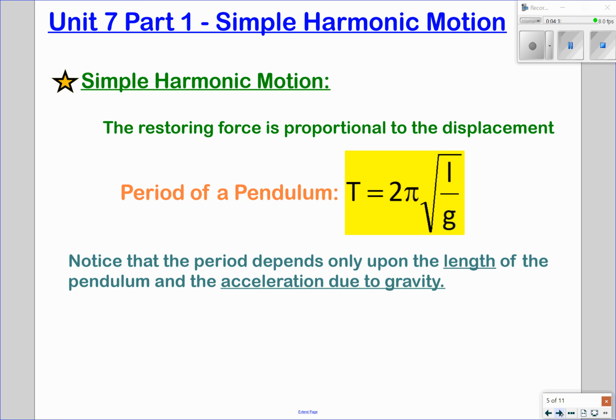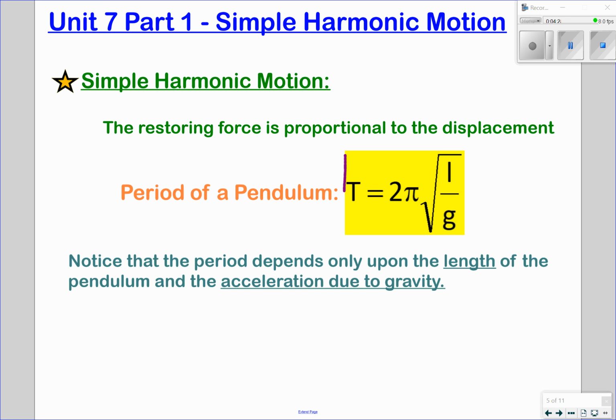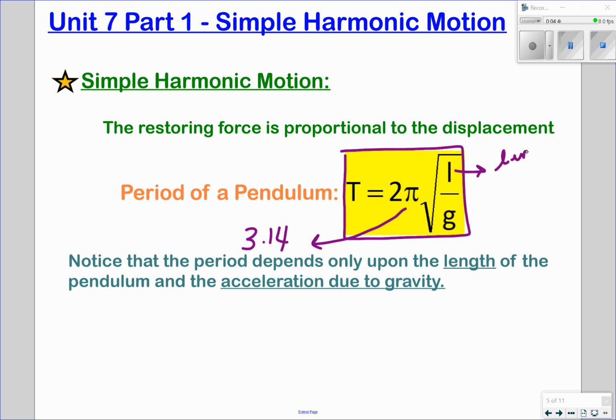We can also talk about the period of a pendulum, which is the amount of time it takes to complete one cycle of motion. This is our handy-dandy formula for the period. Notice there's only a couple of different variables in this formula. So this formula has a constant of pi, which we'll go ahead and use, 3.14. This L is the length of our pendulum. And then G is our handy-dandy acceleration due to gravity value.